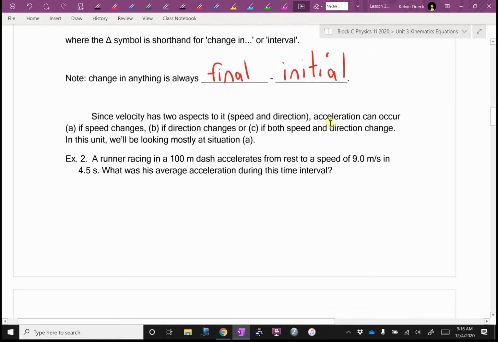Since velocity has 2 aspects to it, speed and direction, acceleration can occur if speed changes, like I said, if the direction changes, like I said, or if both speed and direction change, then you're clearly accelerating. This unit, this year, we're almost exclusively going to be looking at situation A, where your speed is changing, but not your direction.